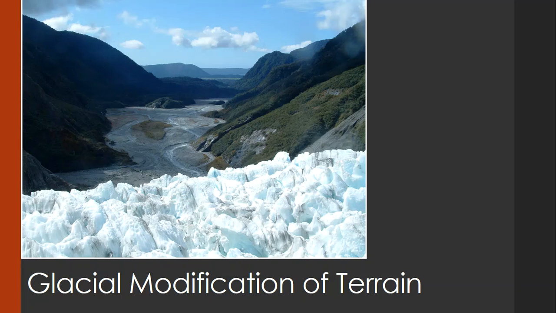Hi everyone, welcome to chapter 19, which is all about glacial modification of terrain. So we're going to be talking about, first of all, what glaciers are and how they're formed. And then we're going to talk about the erosional landforms and depositional landforms that glaciers can make.